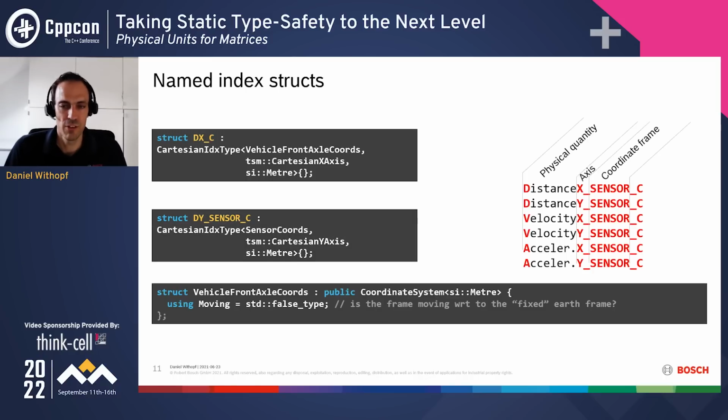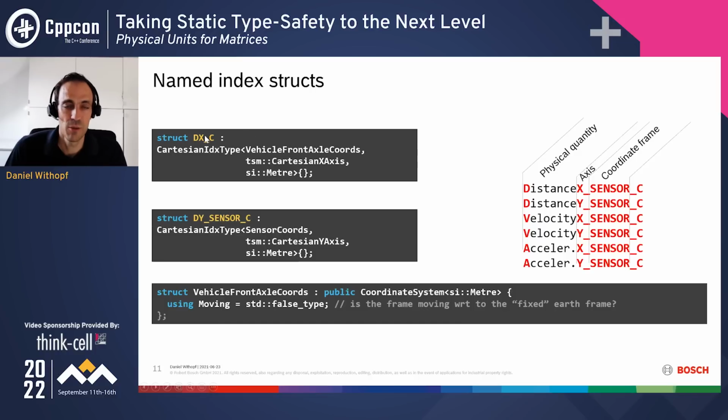Now, onto the general rule, how I created these indices. So these indices consist of 3 parts. First part is the physical quantity. That would be distance, velocity, acceleration. So I abbreviated that with D, V, and A. The second part describes the axis, x, y, z axis. And the last part describes the coordinate frame in which we are. In this example here, this would be the sensor frame.